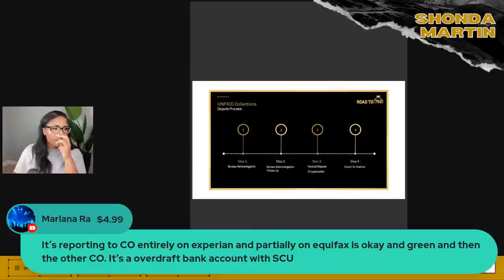It's reporting CO entirely on Experian and partially on Equifax, okay, in green. And it's a charge-off. So that's a charge-off account, which is different from a collection. Charge-offs and collections are two different types of accounts. Dang, I wish you didn't ask about charge-offs because I was going to do a charge-off live another day. I don't know what day, because I don't have anything prepared to talk about charge-offs. But when it reports as charge-off every month, it's considered a repeated charge-off offense, and that's how I like to challenge that. I have a letter on Instagram that's free. If you look on the collections highlight, or the charge-off highlight, you will see a letter called the repeated charge-off letter. That is the letter that you need, and I will pull it up at the end of this live if you stick around.